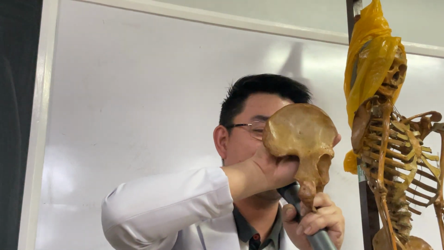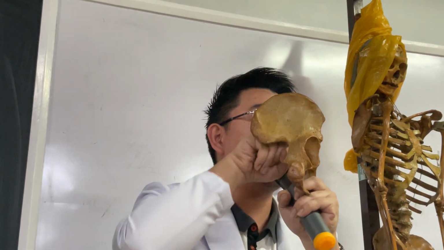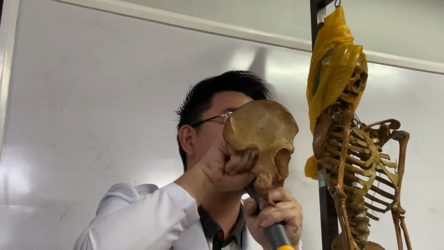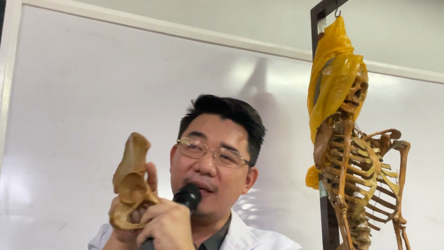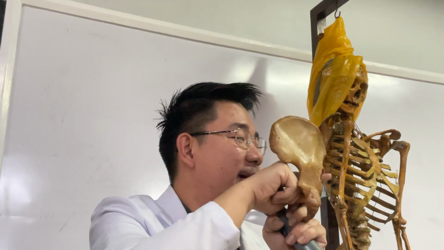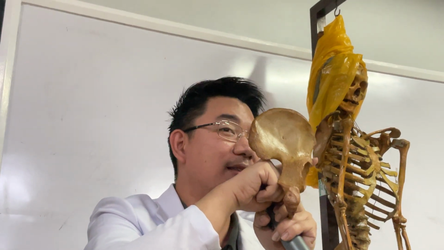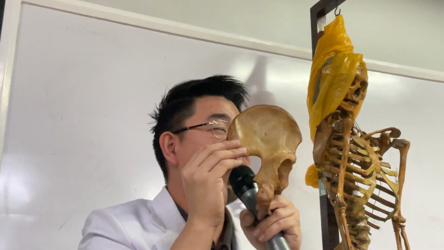Not crest. Sorry. So the one below it, if there's an anterior superior iliac spine, there should be an anterior inferior iliac spine. Anterior inferior iliac spine. Okay? Yes? Okay, we can move on.